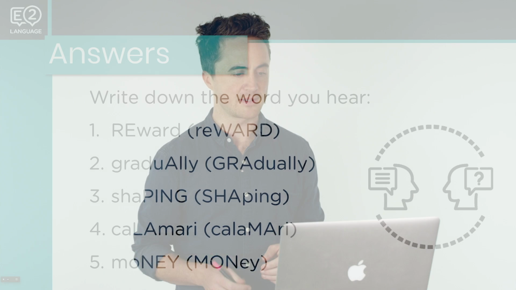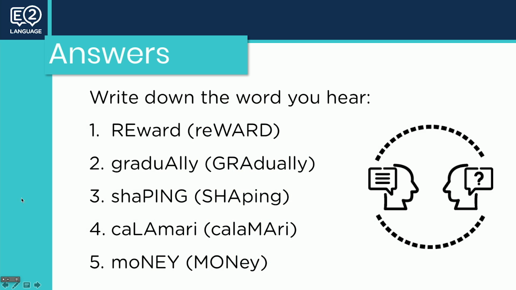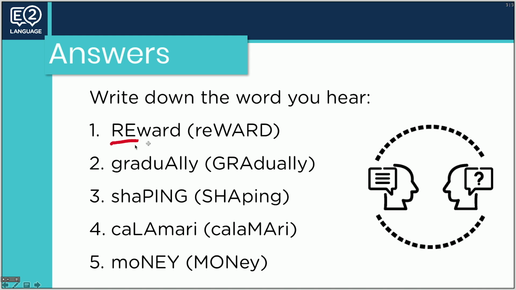Okay, so what I was doing there was purposely putting the stress on the wrong syllable. And maybe you found it difficult to understand the word that I was saying. So let's take a look at the correct stress here. So here is the incorrect stress. Like I was saying reward, but in fact, the correct stress on the syllable would be reward, reward, reward.